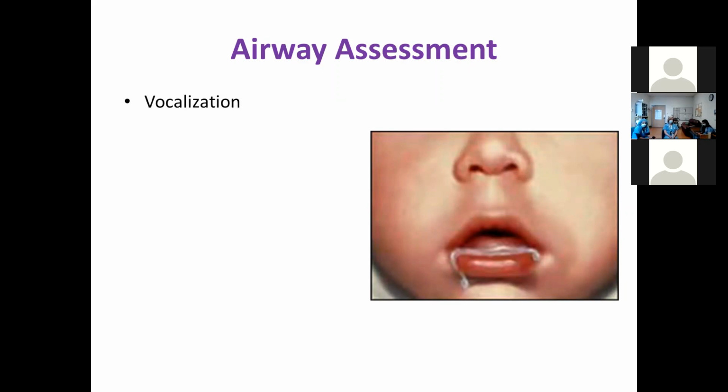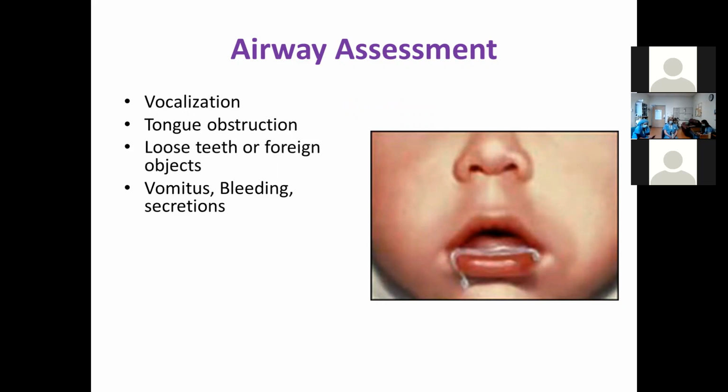Under pediatric airway, you want to assess vocalization. Do you want to assess any tongue obstruction, especially in young infants, any loose teeth or a foreign body? Is there any bleeding, any vomitus, any secretions that could be obstructing the airway? Is there any edema of lips, tissue, mouth?